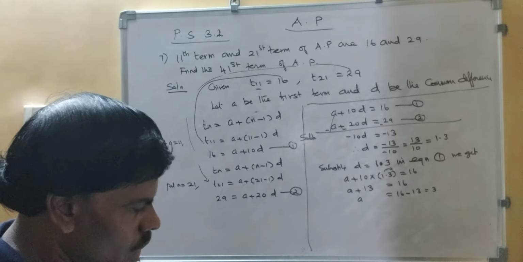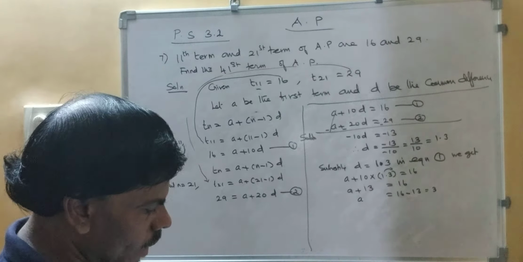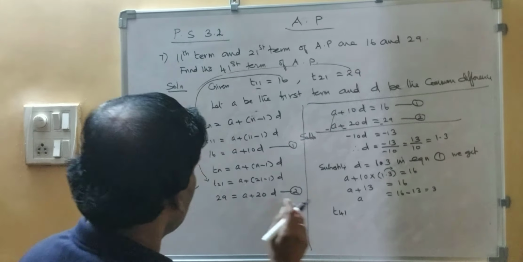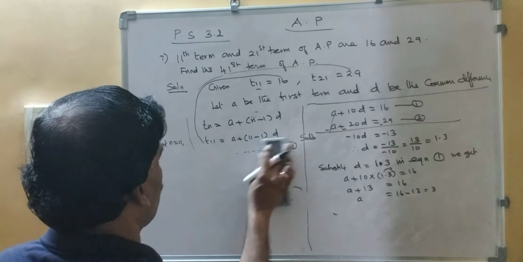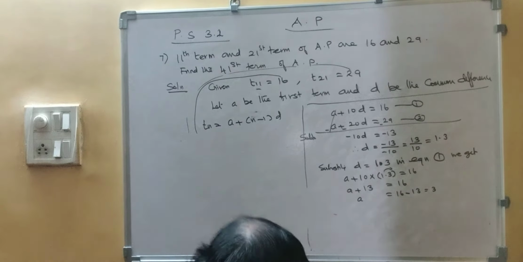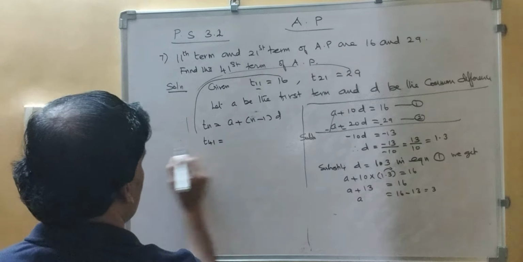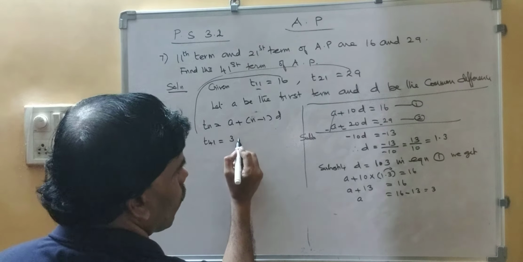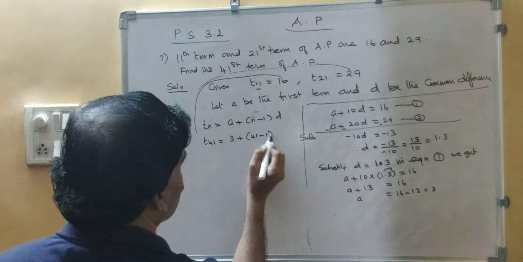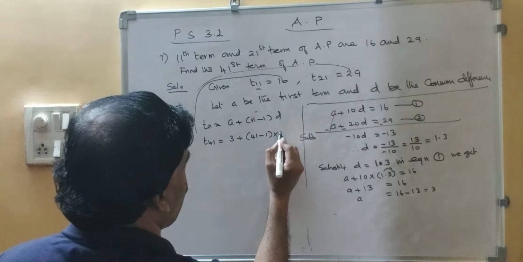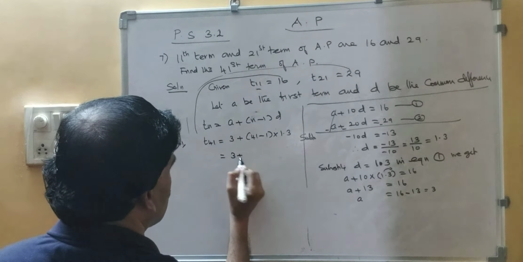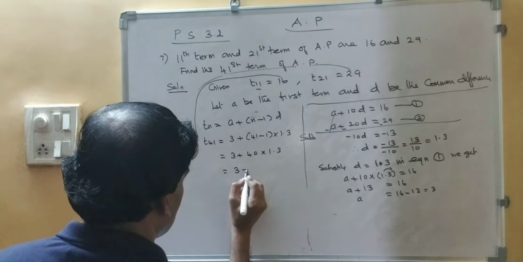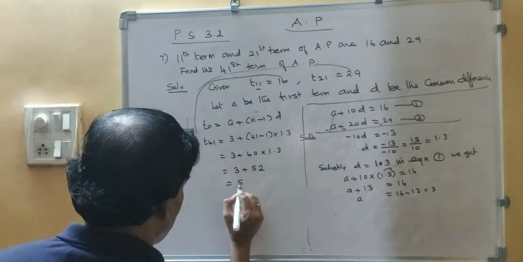So we have got A also, what is A? 3. We have got D also. So now what you have to find out? T41 we have to find out. Now how to find T41? Put n equal to 41. T41 equal to A, what is A? 3, plus 41 minus 1 into D. What is D here? 1.3. So 3 plus 40 into 1.3. So 3 plus 52 equal to 55.